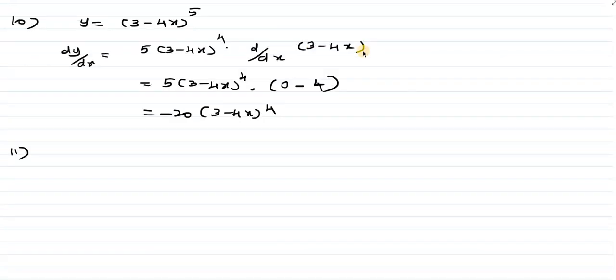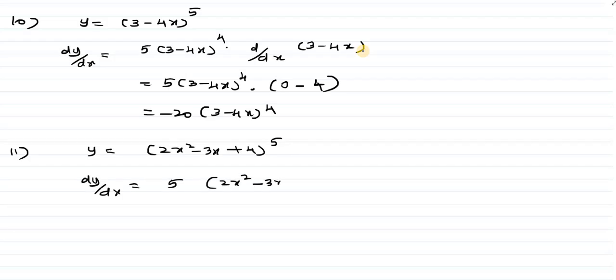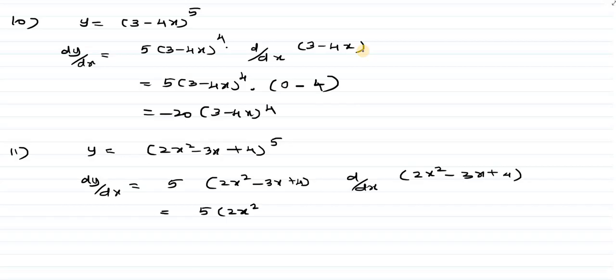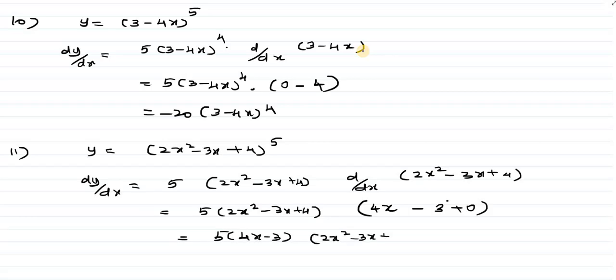So the next question is my seventh one. y = (2x^2 - 3x + 4)^5. So first power: dy/dx is 5 into (2x^2 - 3x + 4)^4, then d/dx of the inside function we will just differentiate. So this as it is it will come. And differentiation of 2x^2 is what now? 4x. Differentiation of 3x is 3. Differentiation of 4 is 0, constant, right? So 5(4x - 3)(2x^2 - 3x + 4)^4. Till here any doubt you can tell me.